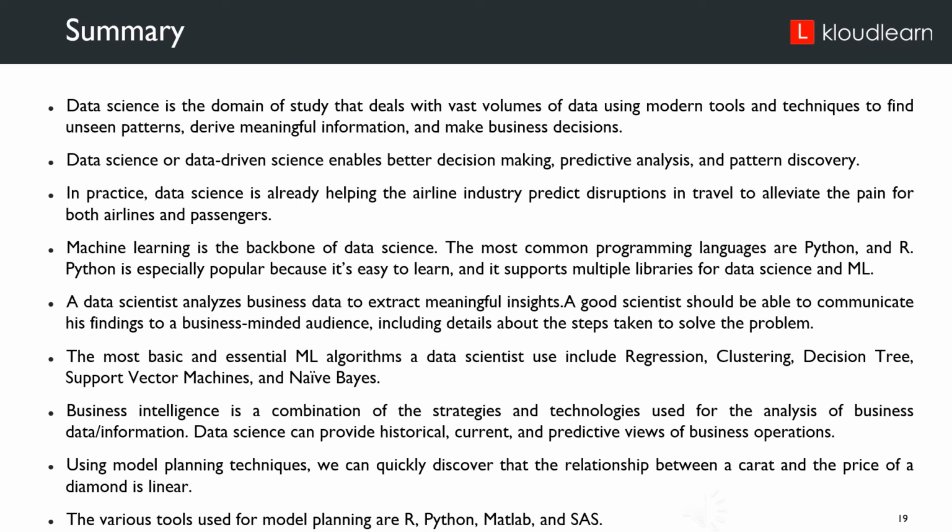Business intelligence is the combination of the strategies and technologies used for the analysis of business data or information. Data science can provide historical, current, and predictive views of business operations. Using model planning techniques, we can quickly discover that the relationship between a carat and the price of a diamond is linear. The various tools used for model planning are R, Python, MATLAB, and SAS.